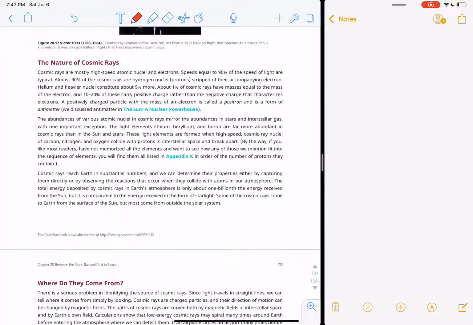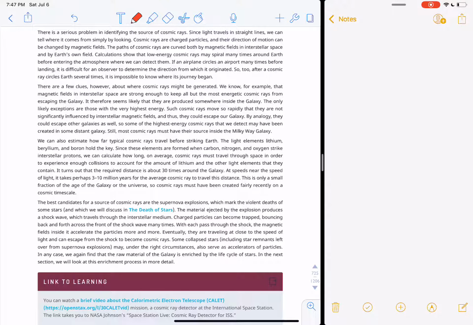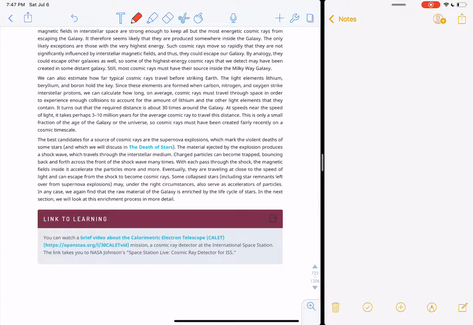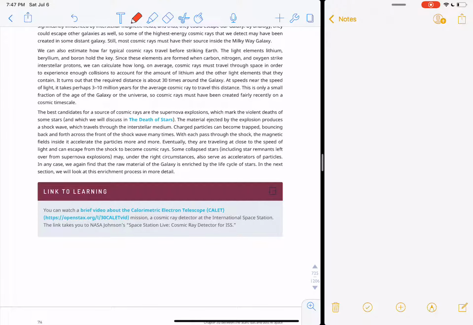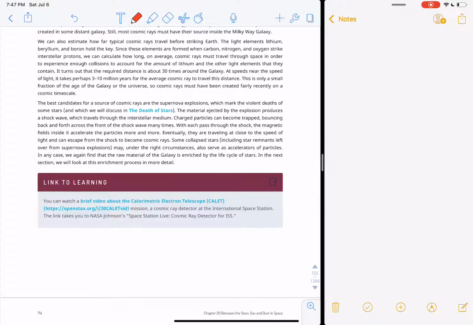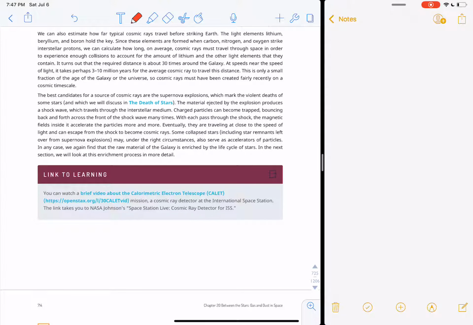So where do they come from? Hard to tell. Some of them come from, like I said, within the galaxy. They could come from outside the galaxy. They could come from the sun. They can come from Jupiter. They can come from all kinds of different places. But anyway, some of these travel for really long distances before they reach us.